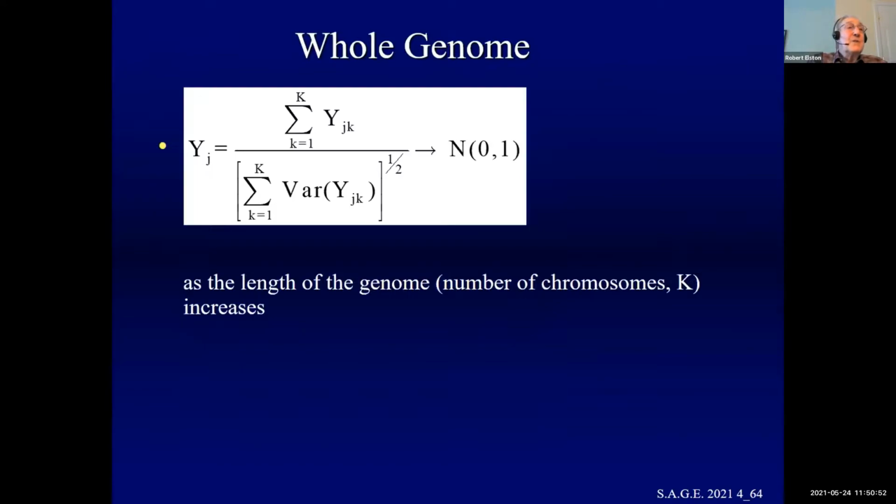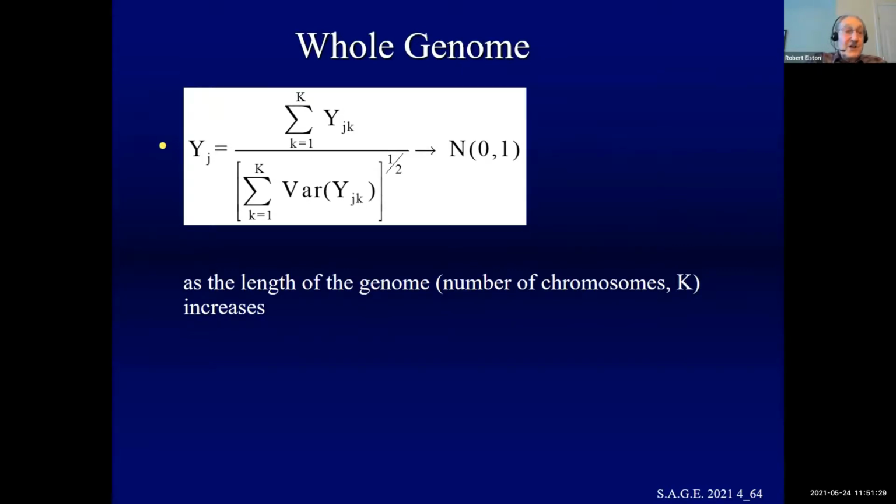Consider the whole genome. Then what we have is this Yj, and it tends to be normally distributed with mean 0, variance 1. And as the length of the genome increases, the number of chromosomes K, as you get more, it goes towards normality. As I said, what Jane does, she looks at one Sib pair and averages over many of them. No, she doesn't. She takes this one Sib pair and averages over the whole genome, or as much as you wish to do.